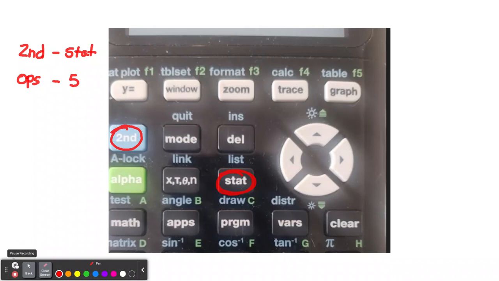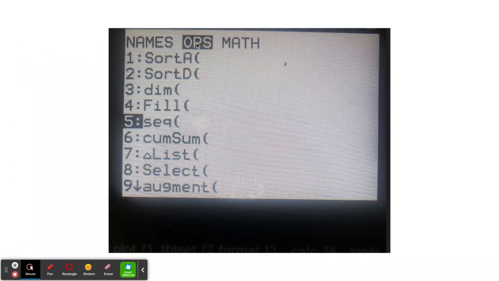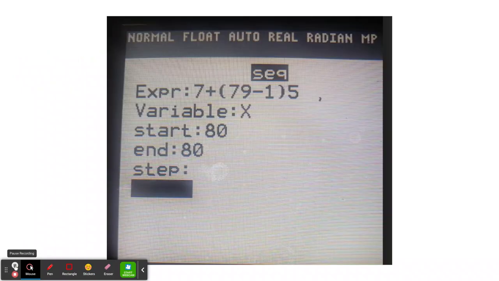So let's get that screen. So there's the OPS button. There's 5, sequence, and you hit that. And this is what you should get. So it has the expression on top. So 7, remember, is the first term. Well, it's not 79 minus 1 because we're trying to find the 80th term. So let's fix that right there.